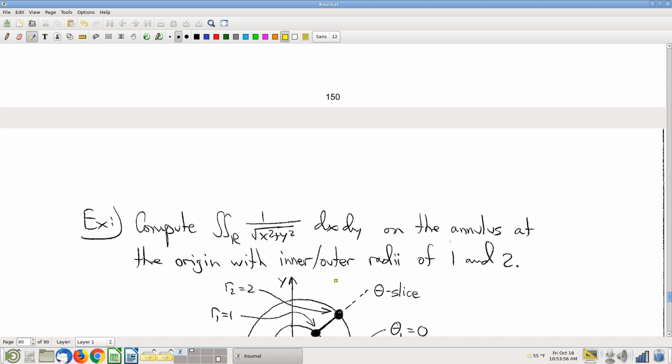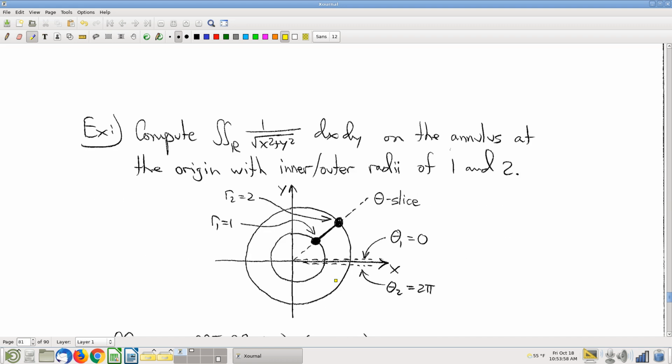Okay. More examples. This is a weird one. This is a surprisingly subtle one. Suppose your domain is an annulus, which means it's like a ring, like a moat around a castle, right? So there's your domain. How would you compute that?